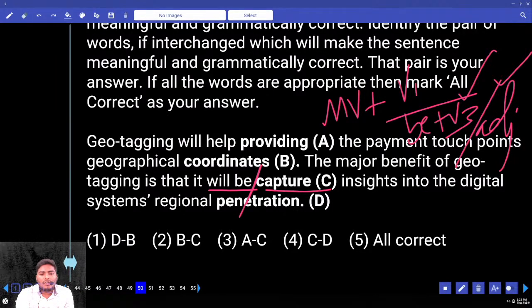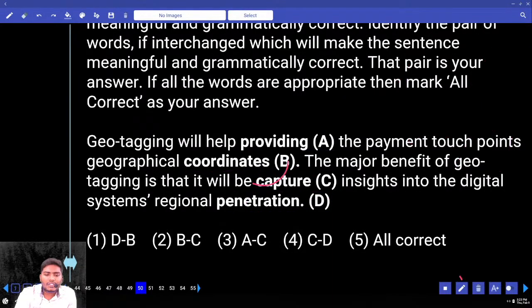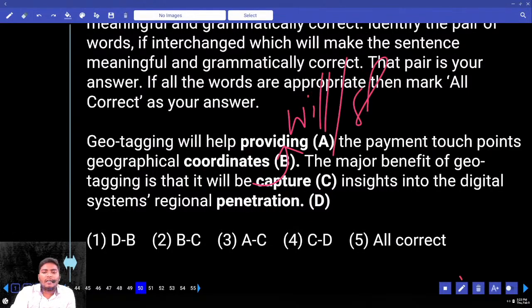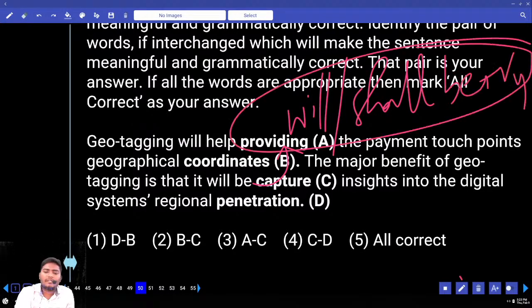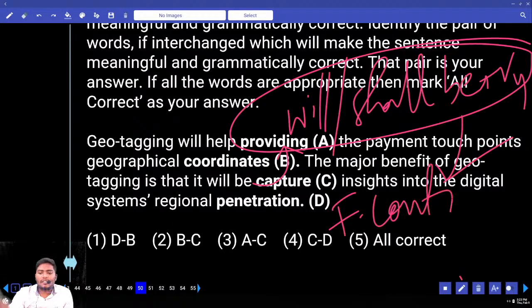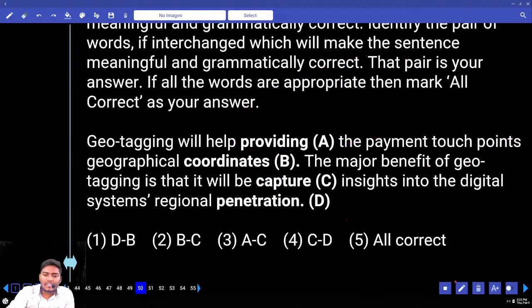Now look at this. Will be providing, will be coordinates, will be penetration. We cannot use noun forms. Eliminate two noun forms. Now look at this combination. Will be providing, will be: will or shall plus be plus V4. Do you remember this tense? Which tense is that? Future continuous tense. That is the combination. So swap must be between C with A.